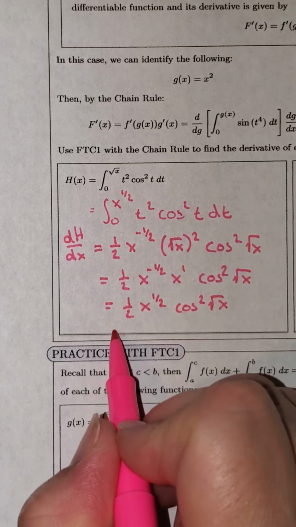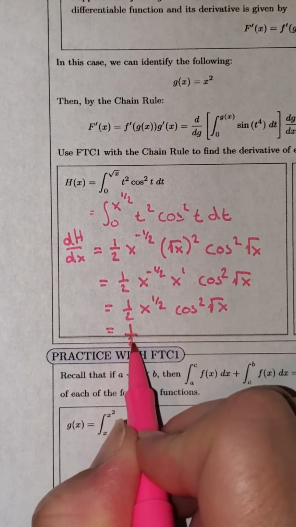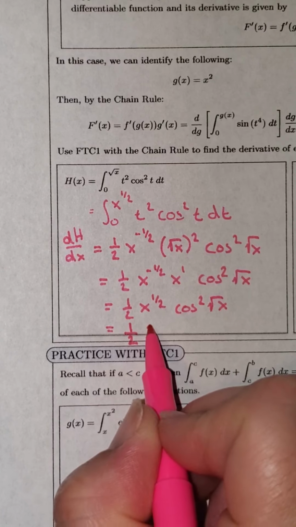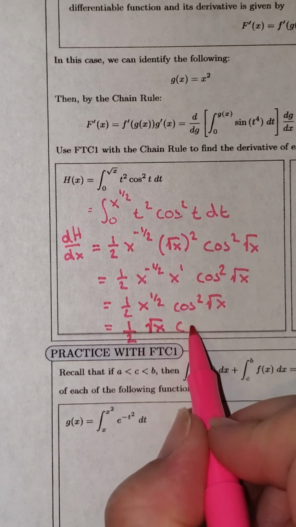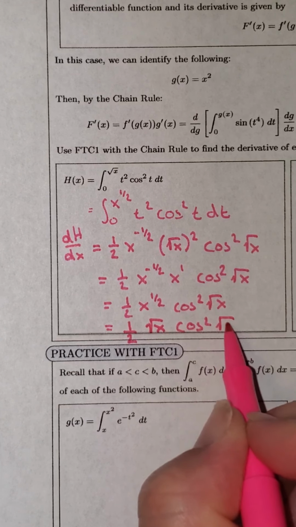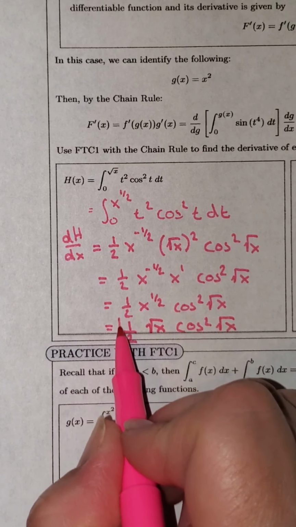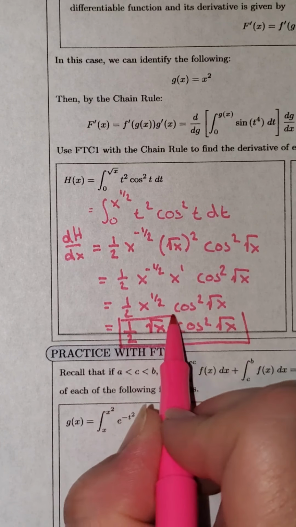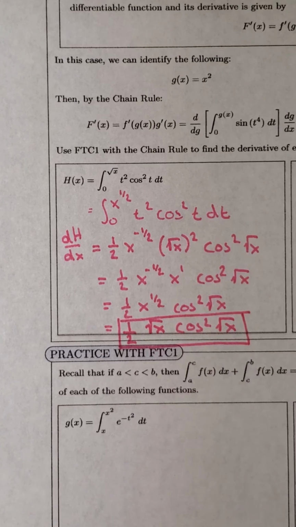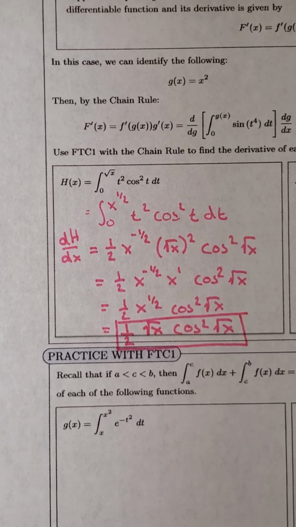And you could just write it neater. 1/2 square root of x cosine squared of radical x. Remember that squared is the whole cosine being squared. So it's not just the radical x. So it can't undo that square root. So that's the best answer.